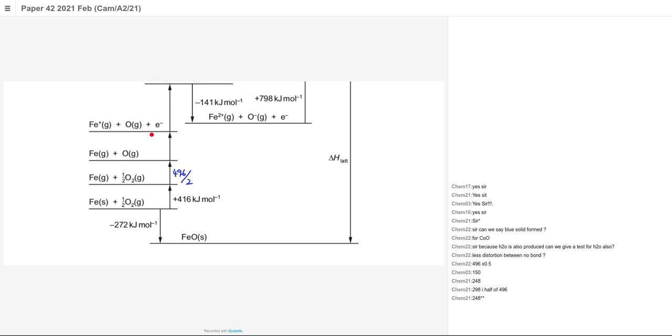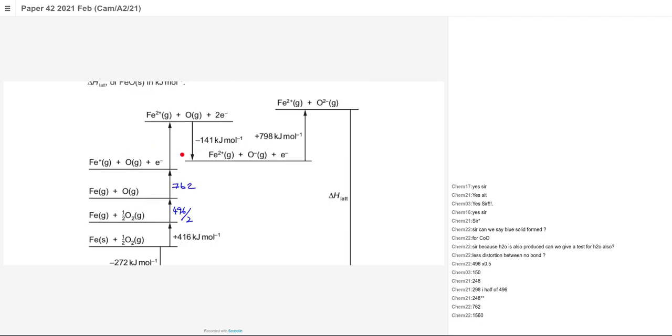Next is ionization. First ionization of iron. Can someone tell me the answer for that from the data booklet? 762. These are all positive values. Arrows going up are positive, down is negative, right? And then the next one is the first electron affinity of oxygen. The value for that, please, 1560. That's the first electron affinity, which is always what? Exothermic, right?